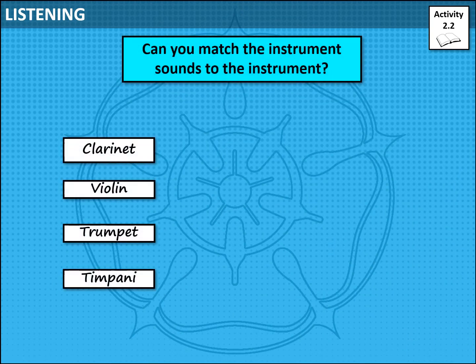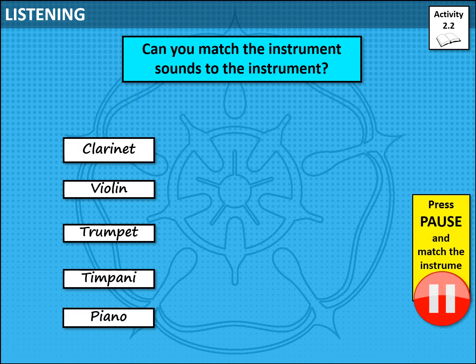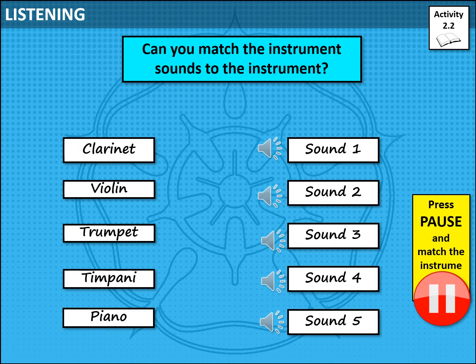Okay, moving on. What I would like you to do is match the instrument sound with the instrument name that you hear on the left hand side. You have 5 choices of clarinet, violin, trumpet, timpani and piano. I am going to play you each sound twice. Just in your booklet, just write down which you think the clarinet is, whether it's sound 1, 2, 3, 4 or 5. Here's sound 1 for the first time.